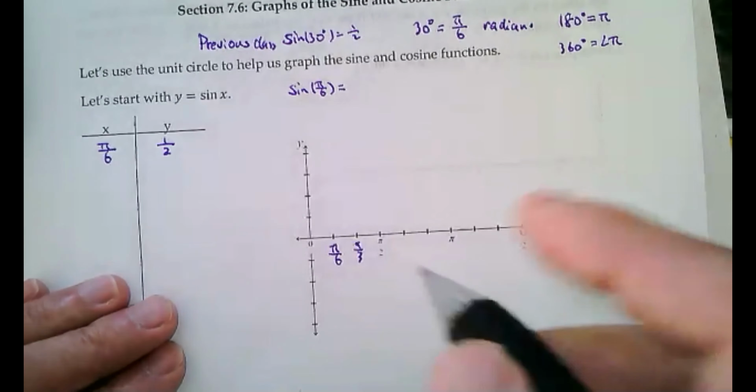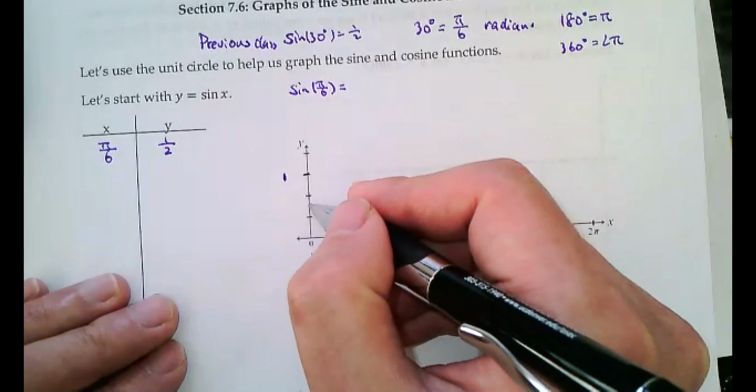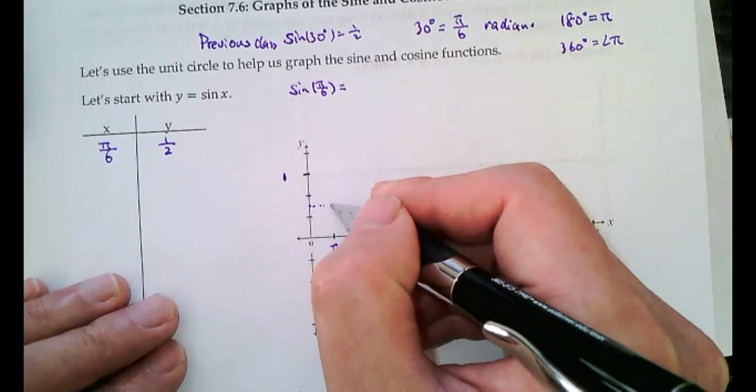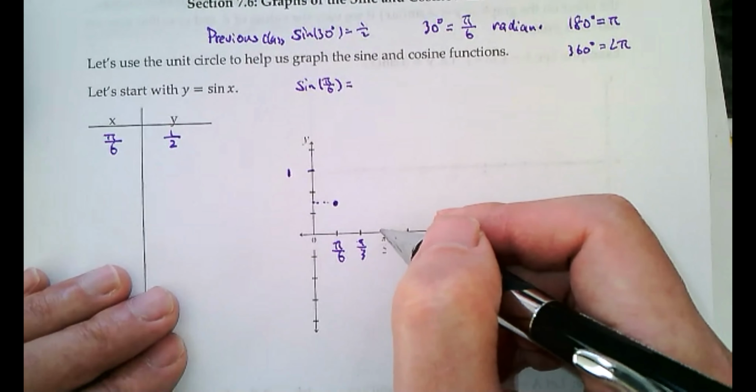So if we make the y coordinate at this point to be 1, 1/2 is approximately here. So our first point will be here, right?